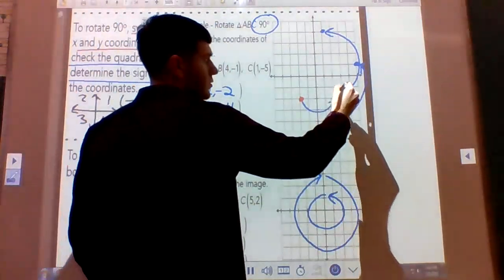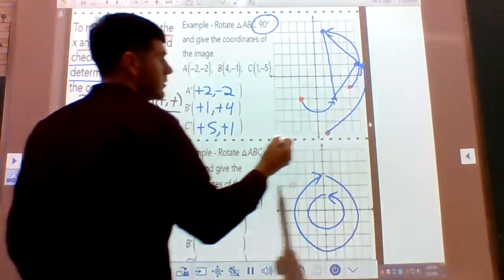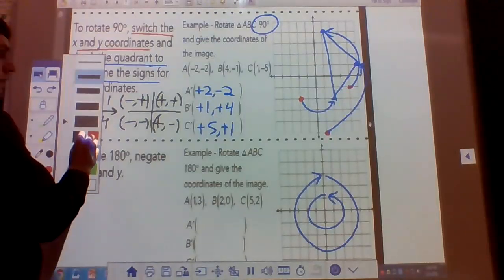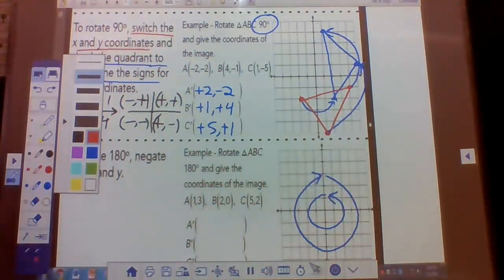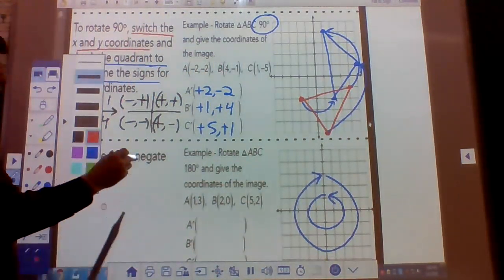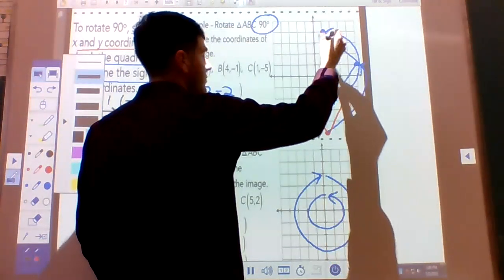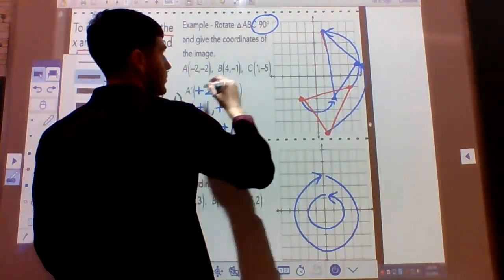So we can connect our new triangle. Let me draw in the old one. The new one is this one right here. Oops. Let me put it in black.